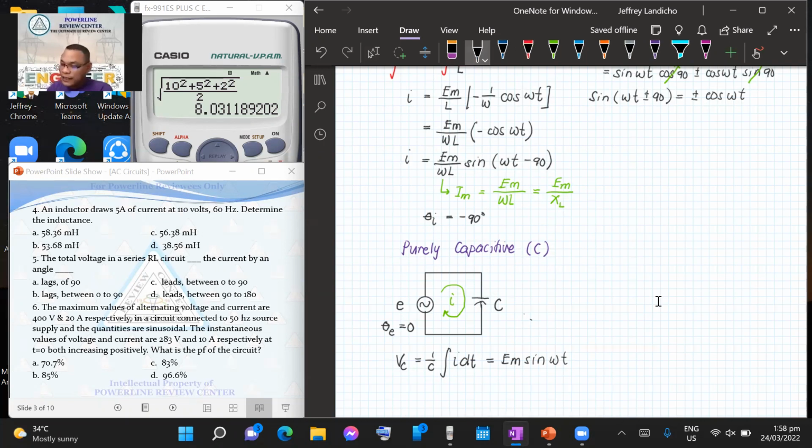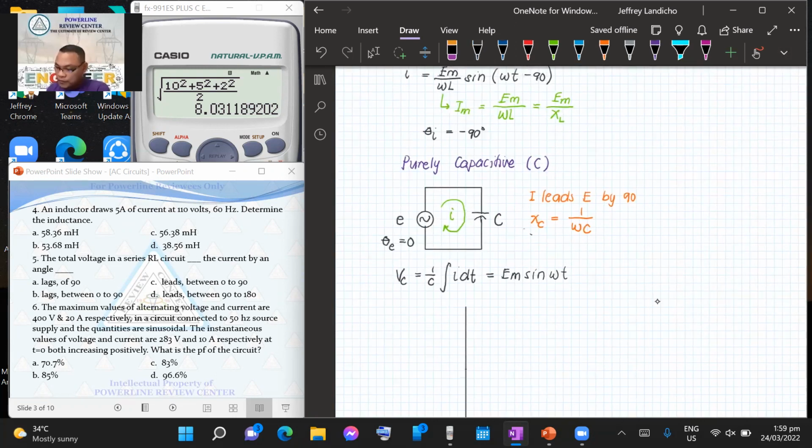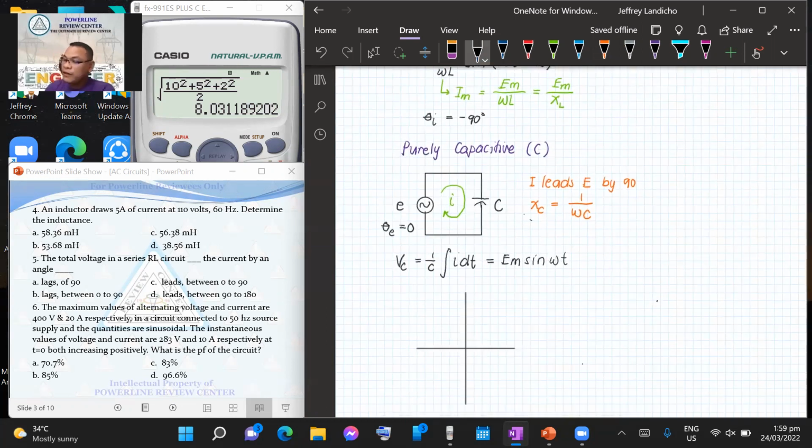So what comes out here, my friend, is the summary that at a purely capacitive circuit, your current I leads the voltage by 90 degrees. And the opposition offered by the capacitance to the flow of current is the capacitive reactance, which is equivalent to 1 over omega C. So when we take their phasor diagram and plot it, again our reference is voltage. So always, that is at 0.